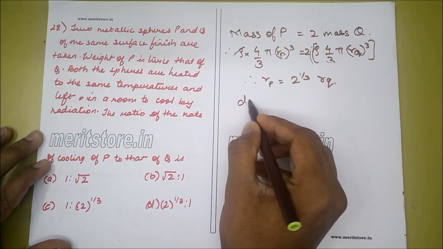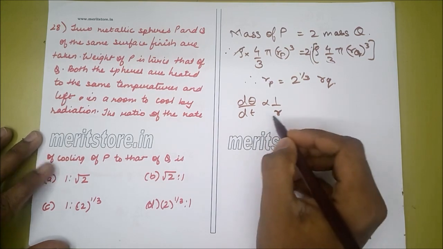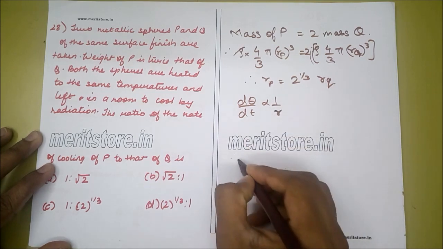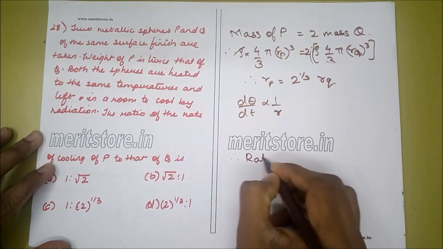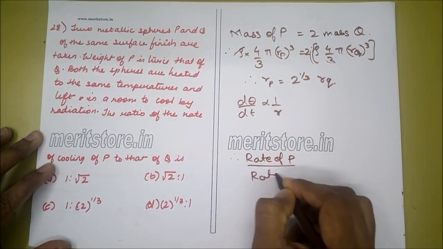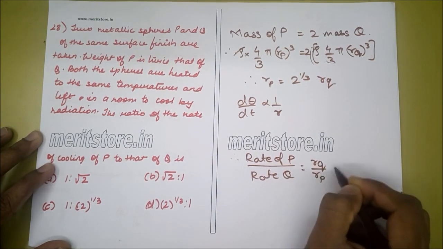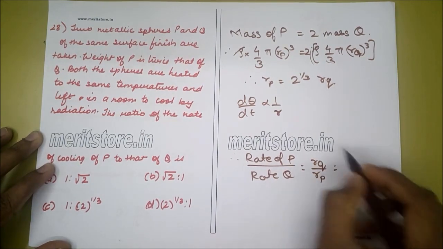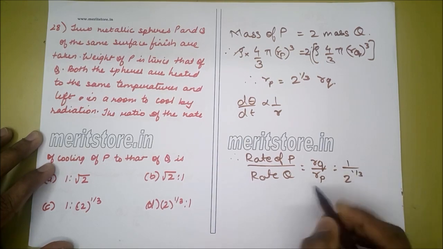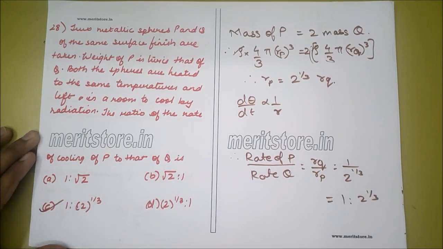And as we know, the rate of cooling d theta by dt is inversely proportional to R. That is, the smaller the sphere, the faster its cooling. So the rate of cooling for P upon the rate of cooling for Q is equal to R_Q upon R_P, which is 1 upon 2 raised to 1 by 3. So the ratio is 1 is to 2 raised to 1 by 3. Hence option C is the correct answer.